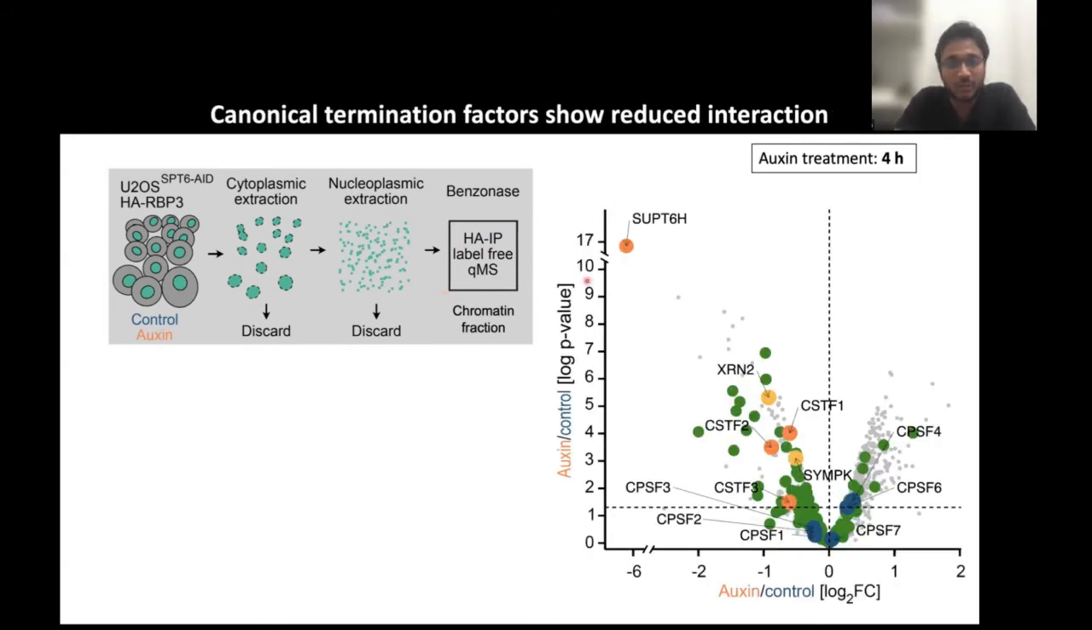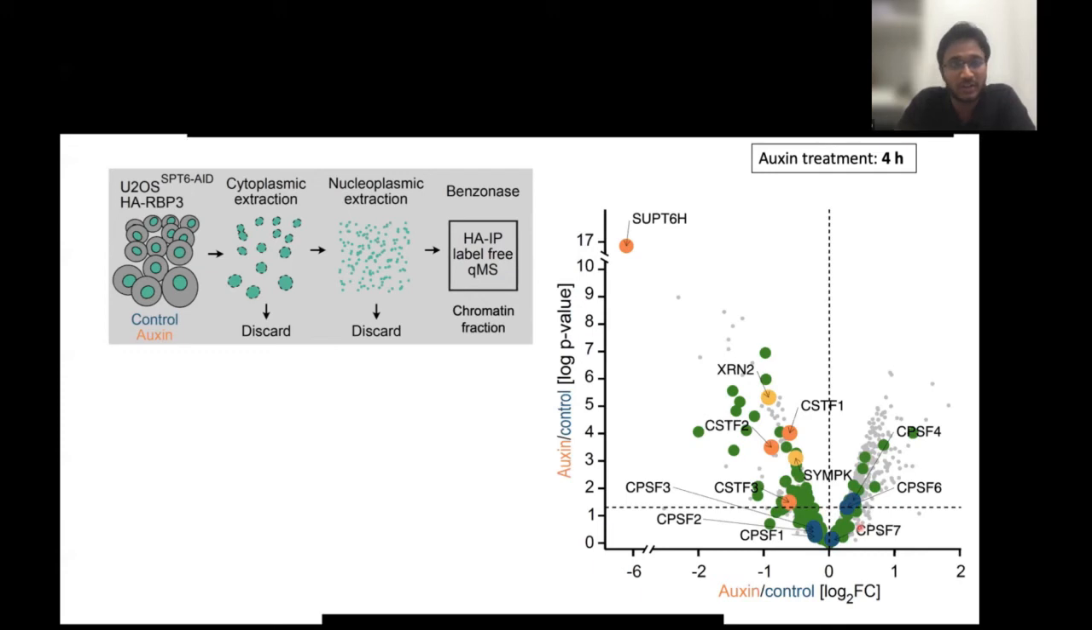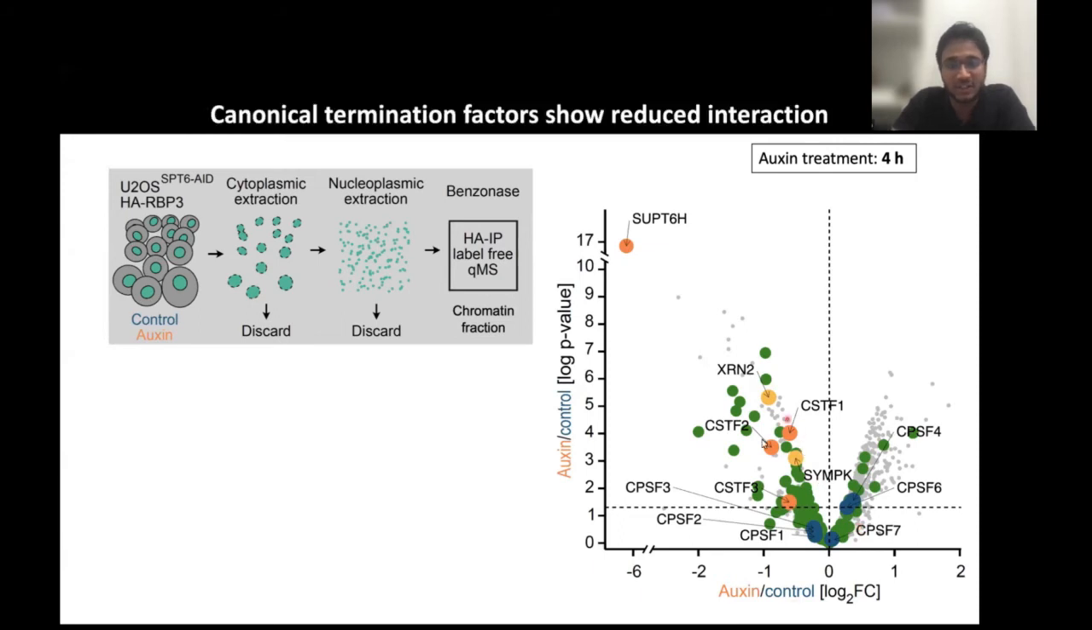What you see in the volcano plot is that SPD6 is the strongest dropout. As it is depleted, we expect that. More importantly, XRN2 and symplekin, other canonical transcription termination factors, are also dropouts, showing that the termination defect is indeed real. Surprisingly though, the CPSF complex, the cleavage and polyadenylation complex, is not changing much, whereas the CSTF complex looks like it has changed, all three subunits. We are following up on the idea that the CSTF complex might be responsible for this effect.